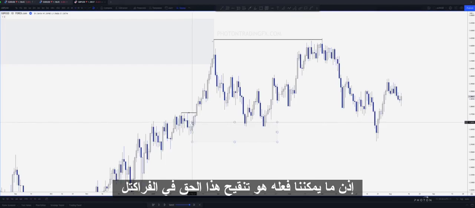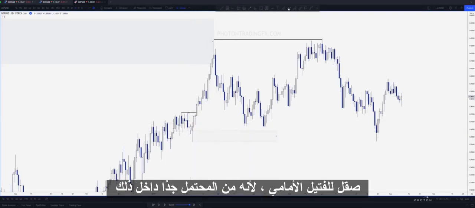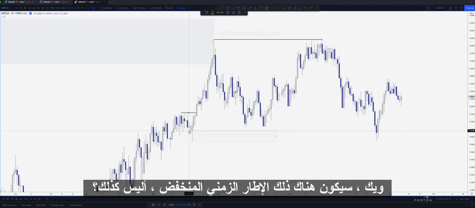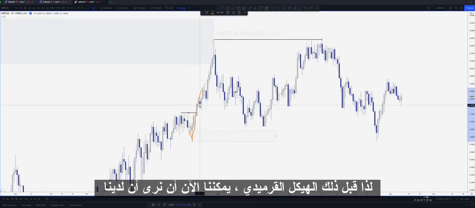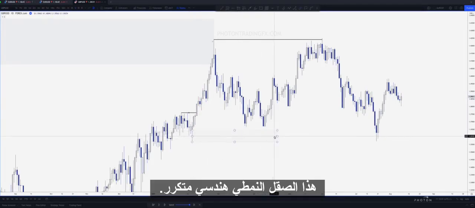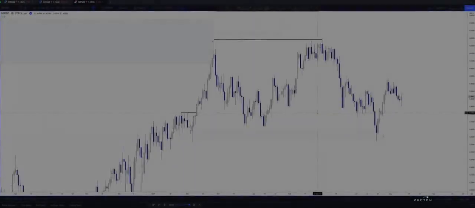So what we can do is refine that to the fractal wick, because it's very likely within that wick there will be that lower time frame sell before the buy, that break of structure. So now we can see that we have that fresh, unmitigated fractal refinement. So I'm just going to drag that across to over here.